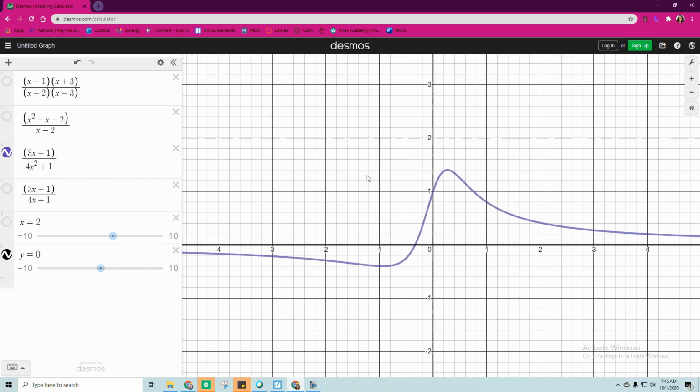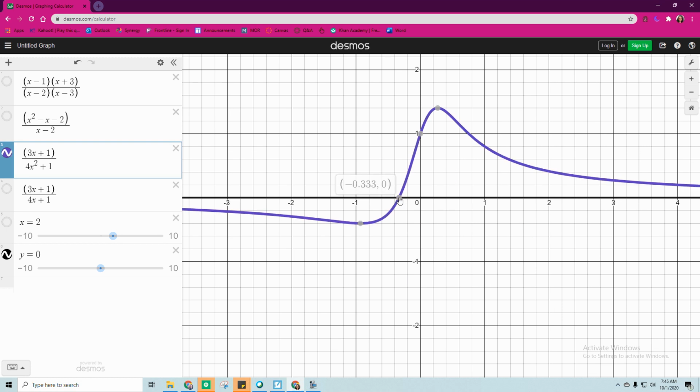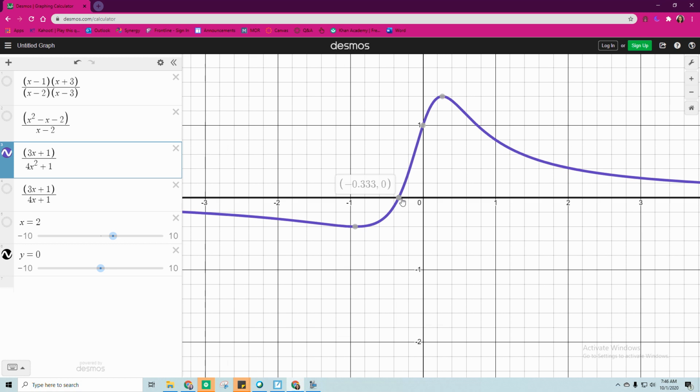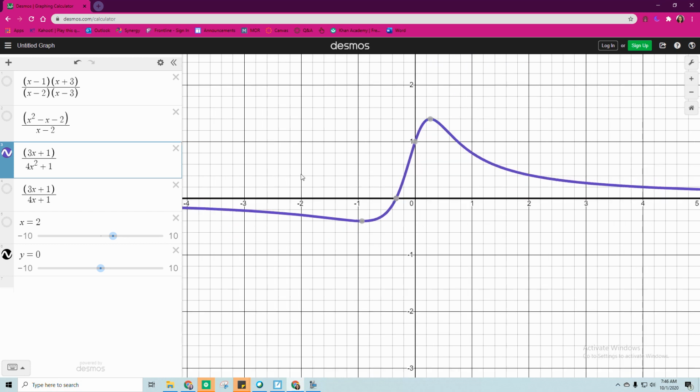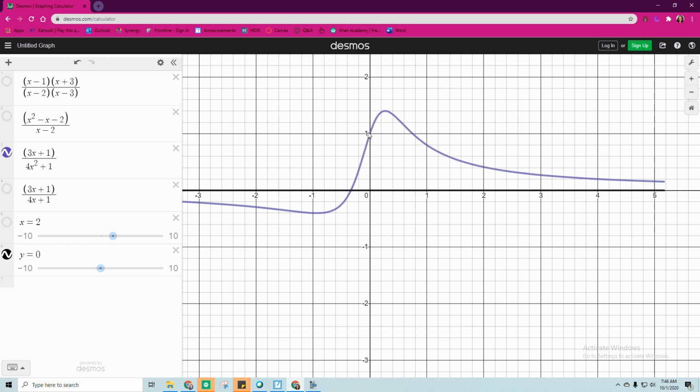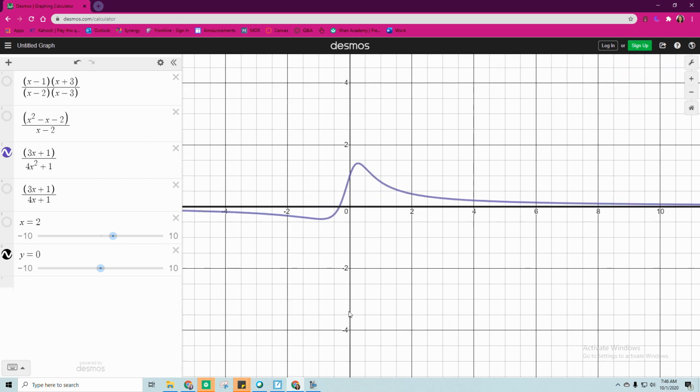And here is the case where I was talking about, where sometimes your function might cross or touch that asymptote. Here it's crossing it and touching it, and that's totally fine, just as long as it's following it to positive and negative infinity.